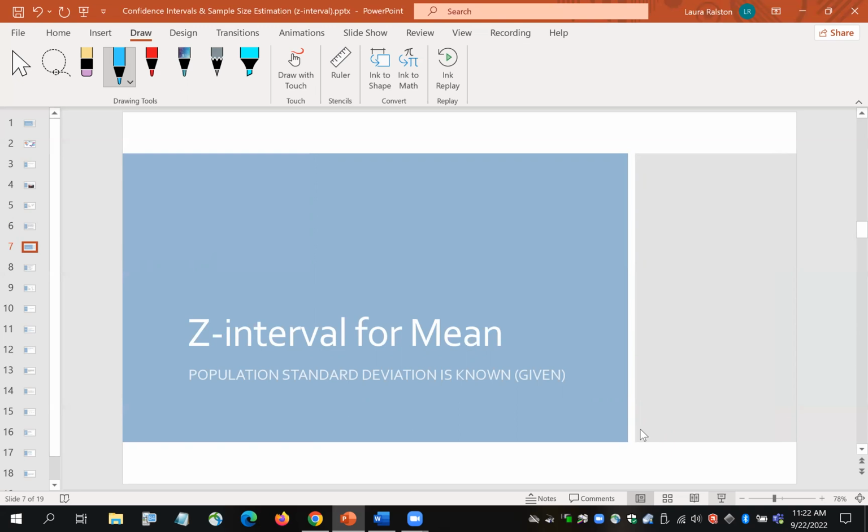And the third is a T interval. Now, we are not going to do all of those today by any means. We're going to get started with Z interval for the mean. And then on Tuesday, we'll look at the others. But the Z interval for the mean, the clue that I need to use the Z interval for the mean is that I am given the population standard deviation.